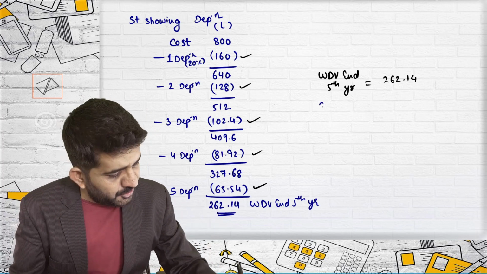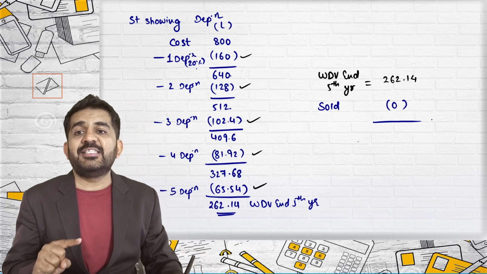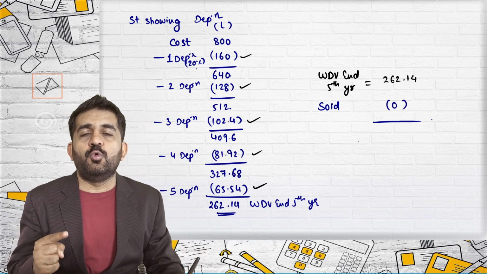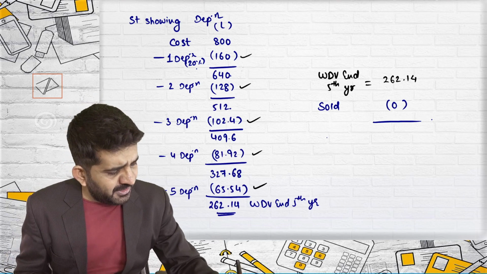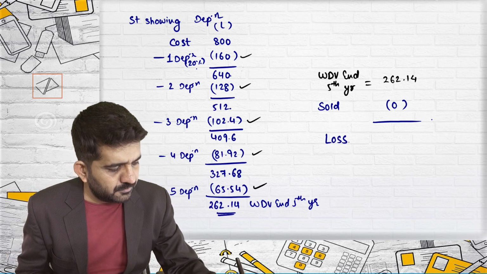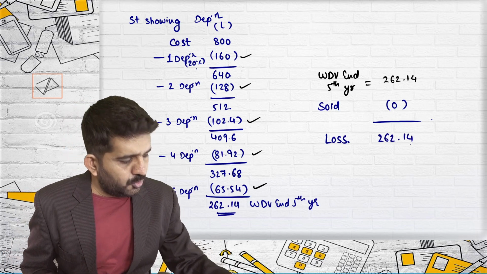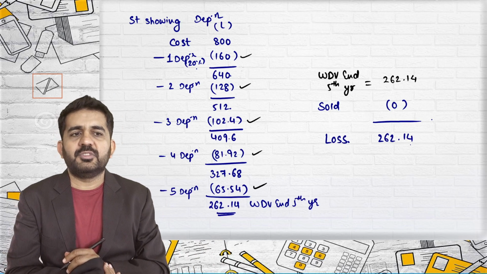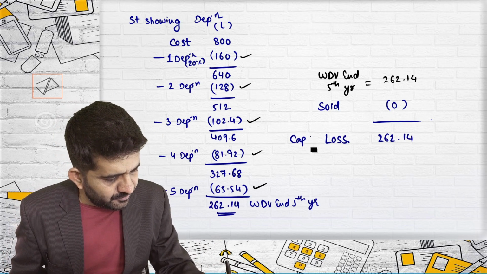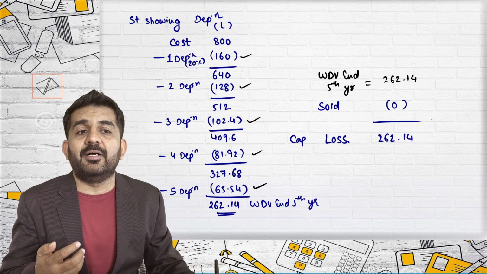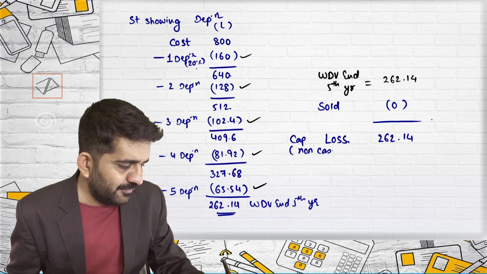At what rate it is sold? 0. An asset worth rupees 262.14 is sold at 0 rupees. Can you tell me there is a profit or loss? There is a loss of how much? 262.14. Is it all right? This is a capital loss? Yes. Sir, you don't have to pay this to anyone. This is non-cash. I agree.